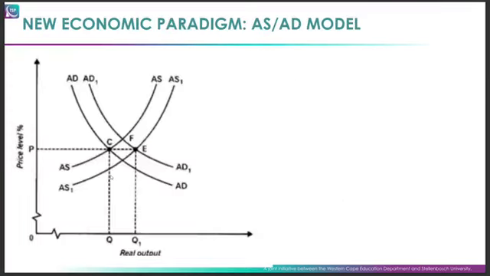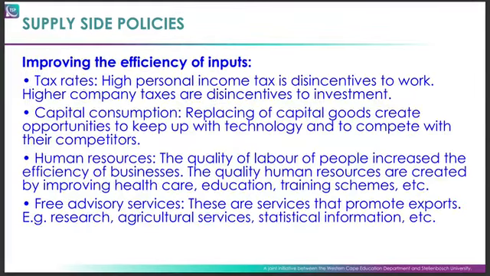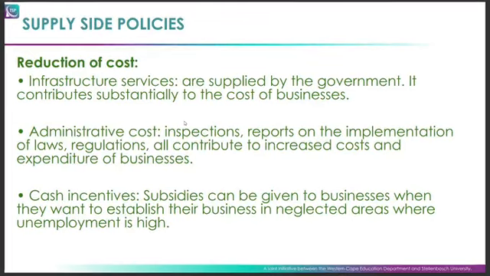Important that you are aware that deregulation, competition, and leveling of playing fields is part of the efficiency of markets, whereas your taxes, your capital consumption, your human resources is part of your efficiency of inputs. And if you look at this, these are the things that affect your factors of production, and your factors of production are your inputs into the production process. And then we have the reduction of costs. Here we're looking at the infrastructure, admin costs, as well as cash incentives.